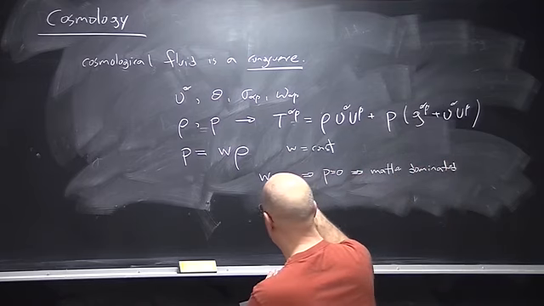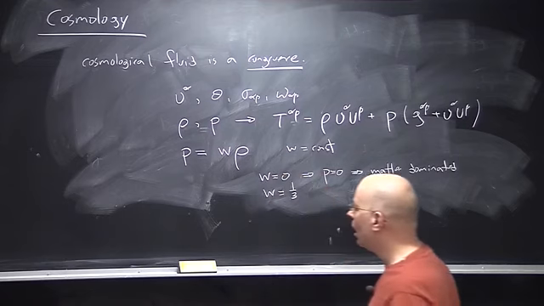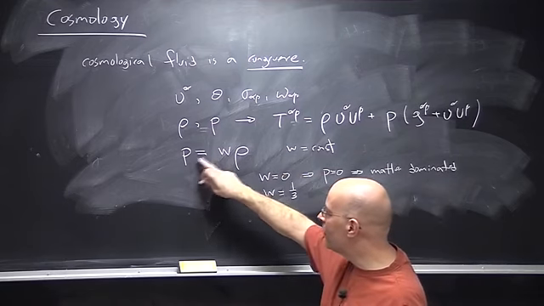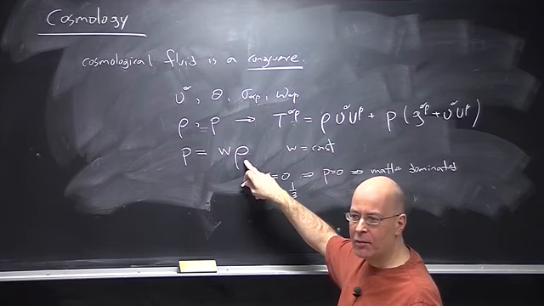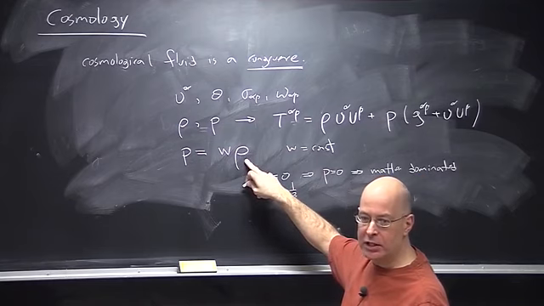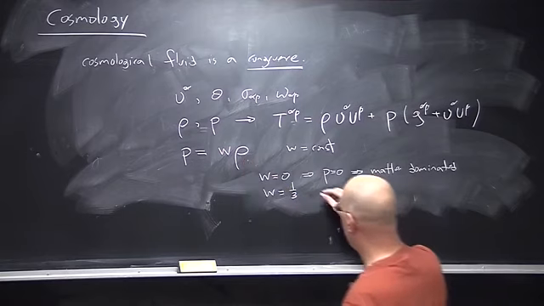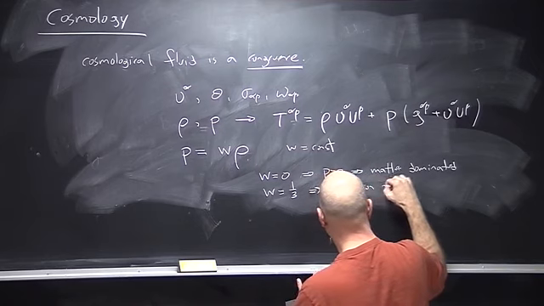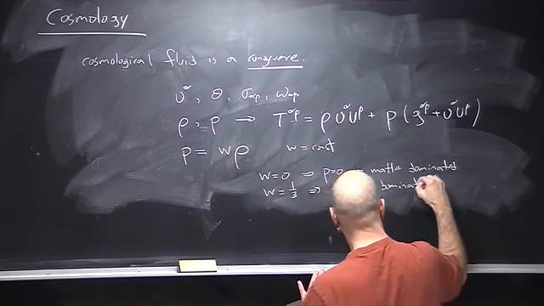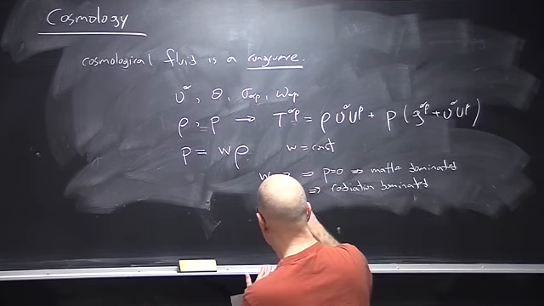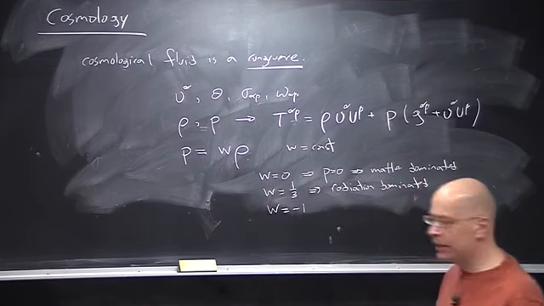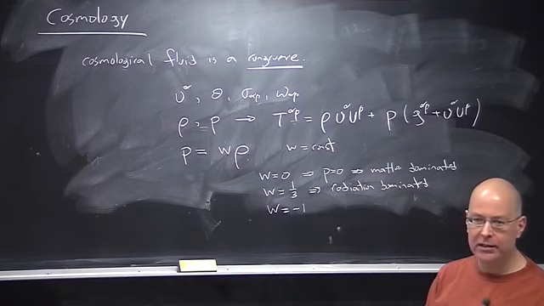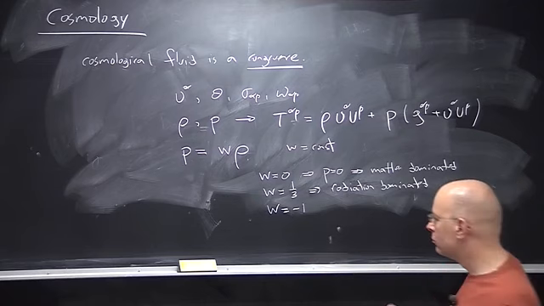Another relevant case is where W is equal to a third. And when you have an equation of state that says that P is a third of the mass density or the energy density, that means that you're dealing with a radiation field. So that would be the case for a radiation-dominated universe. The other one that people, of course, talk about is W equals minus 1. And that's an example of dark energy that would be equivalent to a cosmological constant.